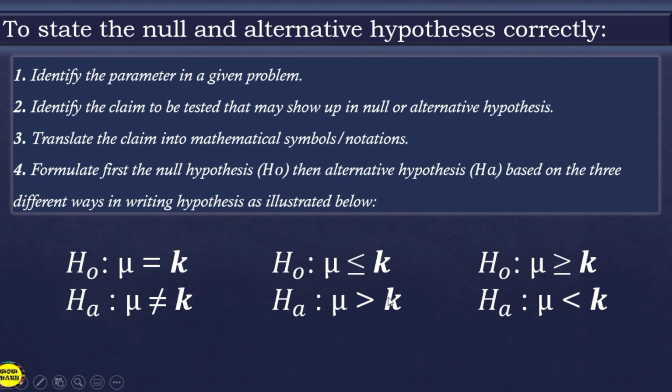Pero kapag ganito class, yung unang sa problem, makita nyo yung greater than or above. So, ibig sabihin, yung claim natin ay nasa alternative hypothesis. So, kapag ang problem natin nasa greater than and less than, yung claim natin, kapag yung claim ng problem ay greater than or less than, ibig sabihin, nasa alternative hypothesis yan. So, ang null hypothesis natin kapag greater than, less than, or equal. Kapag less than naman yung alternative hypothesis natin, greater than or equal naman sa null hypothesis.